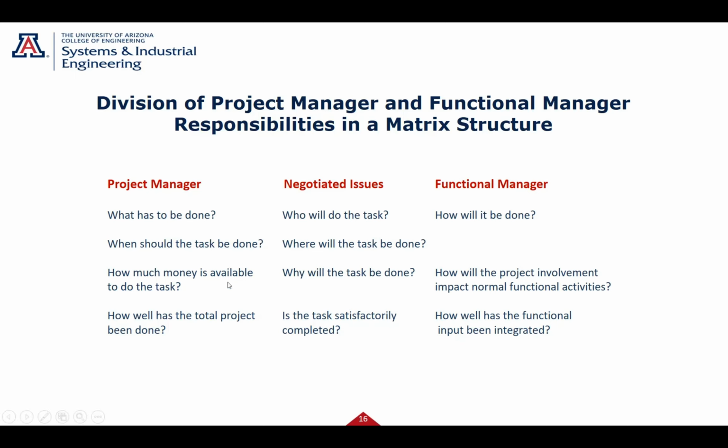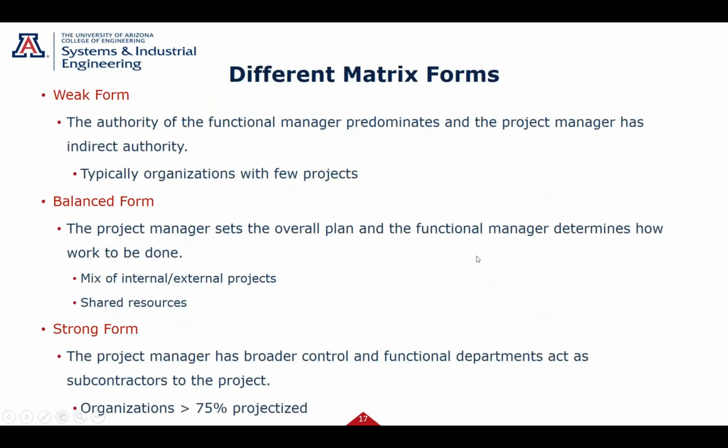How much money is available? Type of thing is the project manager. How well has the total project been done? Things like that. So you're going to have some things you negotiate, some things that are strictly functional, some are strictly project. There's 3 types of these matrix organizations that you'll hear. You'll hear the weak form, the balanced form, and the strong. Let's look at the difference, and I have a picture on the next page to kind of show it to you too. The authority of the functional manager predominates.